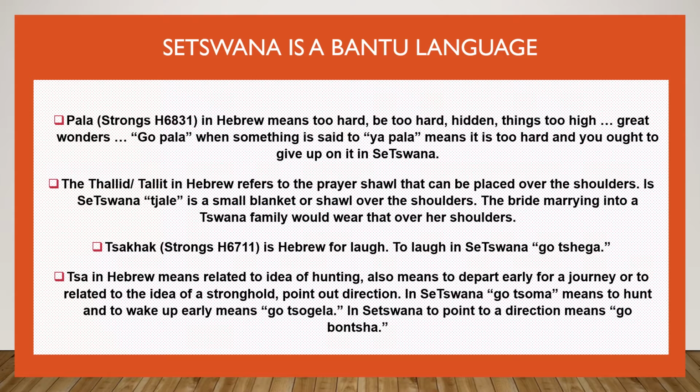The talit in Hebrew refers to the prayer shawl that can be placed over the shoulders. The Setswana equivalent of talit is jali, which is a small blanket or shawl that gets put over the shoulders by the Tswana women. The bride that marries into a Tswana family would wear that over her shoulders.